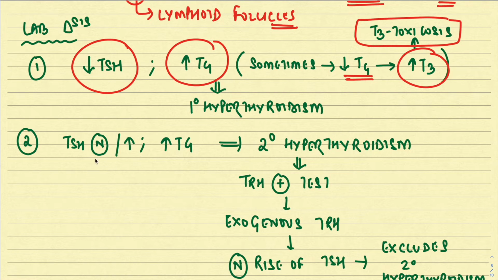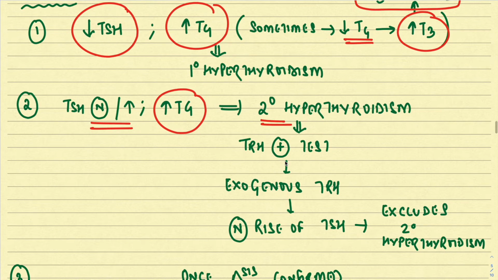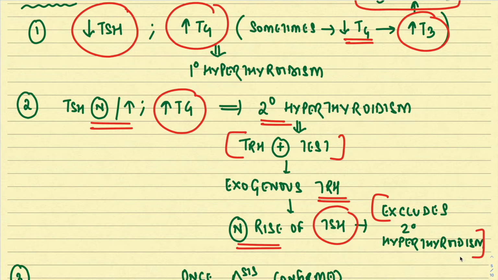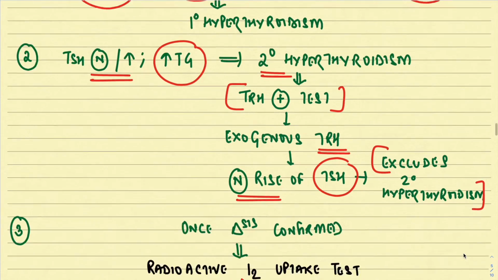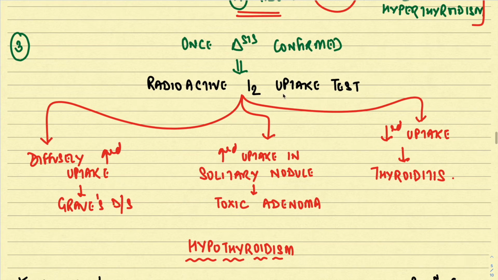Now, if the TSH level is borderline, normal or slightly raised, along with a raised T4 level, it is indicative of secondary hyperthyroidism. For confirmation, you have to carry out a TRH stimulation test wherein you give exogenous TRH hormone. If there is a normal rise in the level of TSH, it is going to exclude secondary hyperthyroidism.